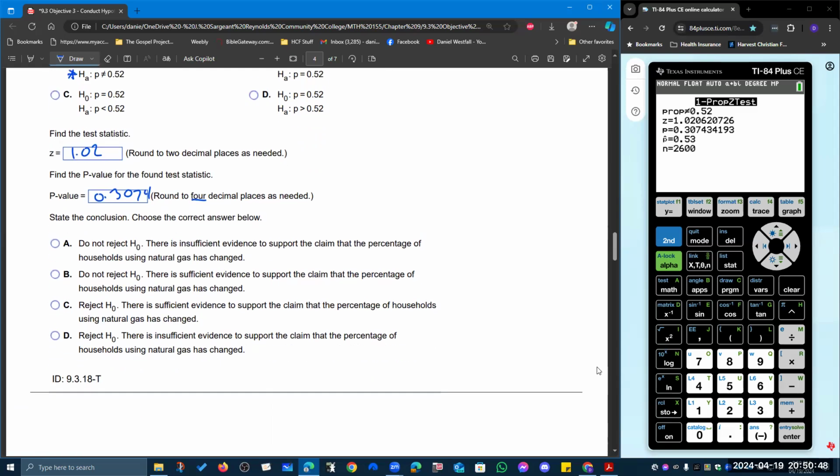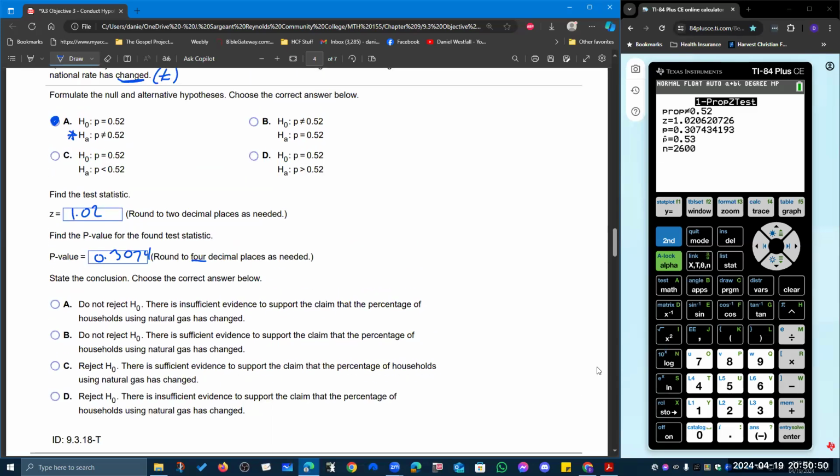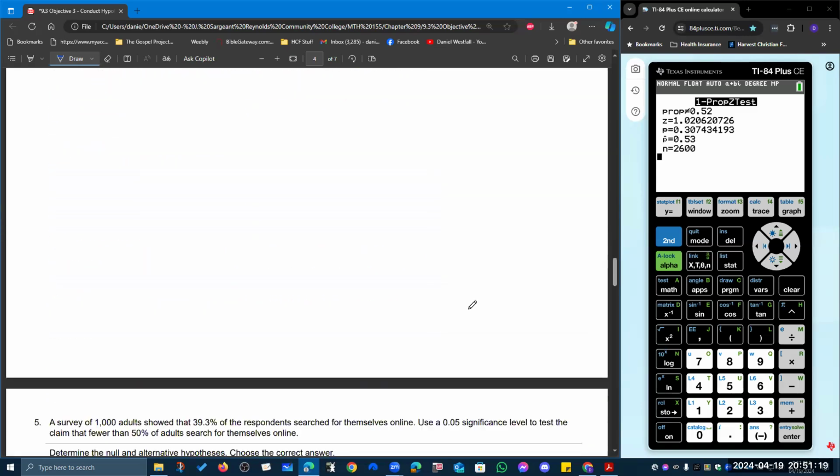there's not sufficient evidence to say that it has changed. So there's insufficient evidence to reject H naught, or there's not evidence to support the claim. That's how we would say that it has changed. So we're going to fail to reject H naught. There is insufficient evidence to support the claim that the percentage of households using natural gas has changed.